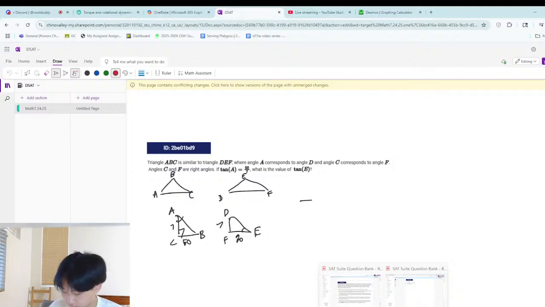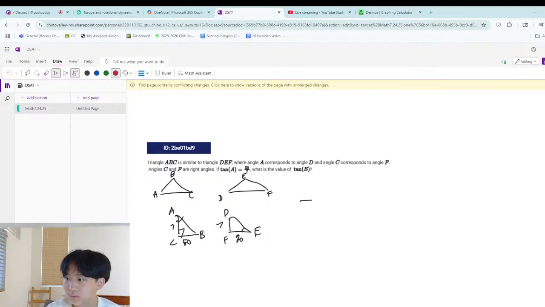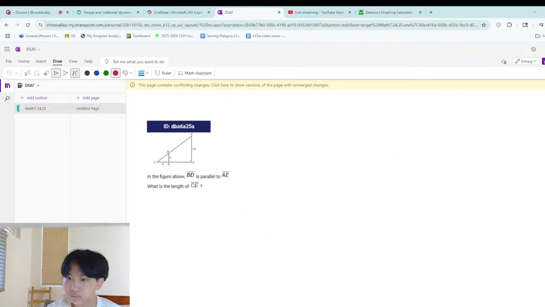Yeah. So the answer here is just 7 over 50. Ooh, my favorite type of question here. In the figure above, BD is parallel to AE. What is the length of CE?